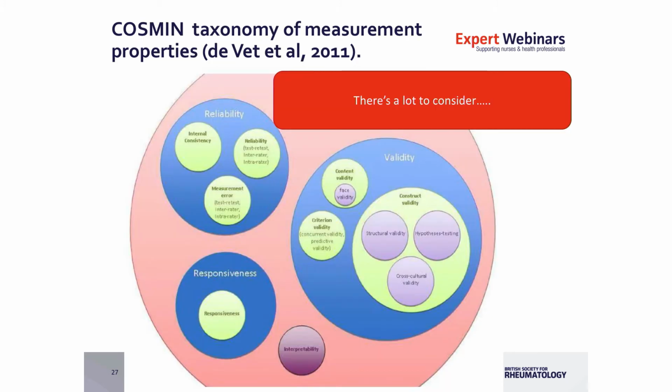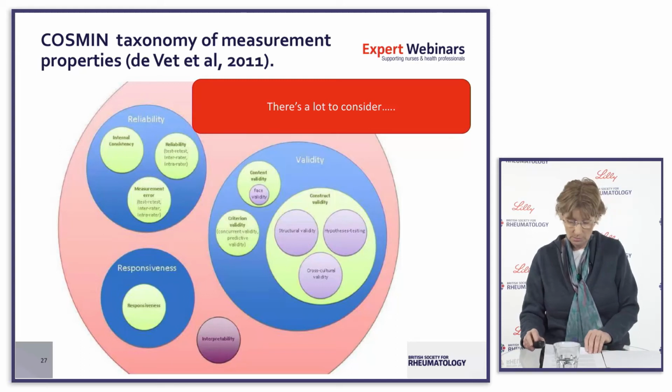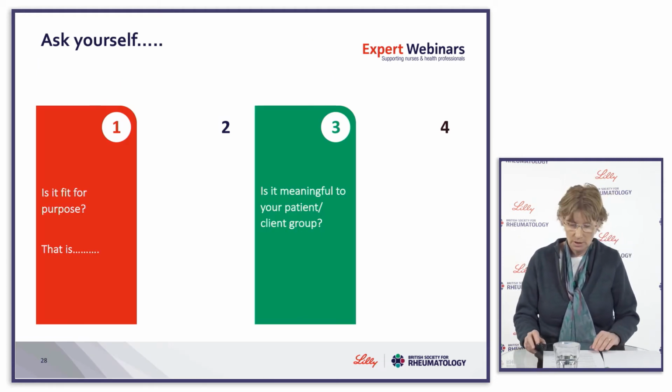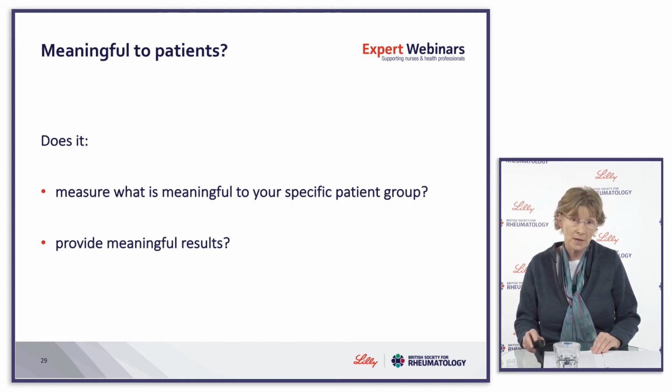So there's a lot to be considered when you're choosing a PROM. Start by using databases and reviews. Other people have already done a lot of the hard work putting the information together, comparing reliability and validity. But statistics are only part of the story. You also need to ask, is the PROM meaningful to patients? Does it measure what's meaningful to your specific patient group? If you've got two or more valid, reliable, responsive measures evaluating the concept you want to measure, look at the content. Which is more meaningful to your patients?